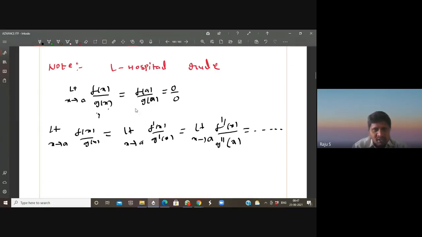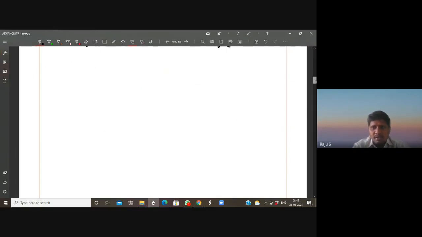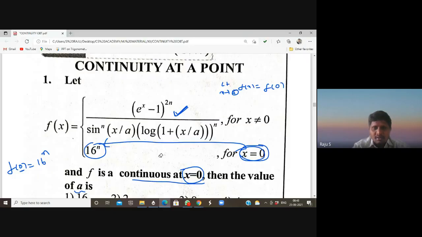First, f of x by g of x directly gives 0 by 0 when I substitute the limit. After the derivative also, if you get 0 by 0, again you can take the derivative. We get the second derivative. Even if it is also 0 by 0, you can differentiate again until you get a definite value. Okay, this is L'Hopital and it can play a very important role, right? Right, next.